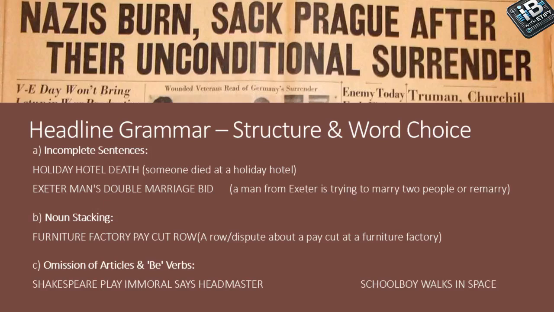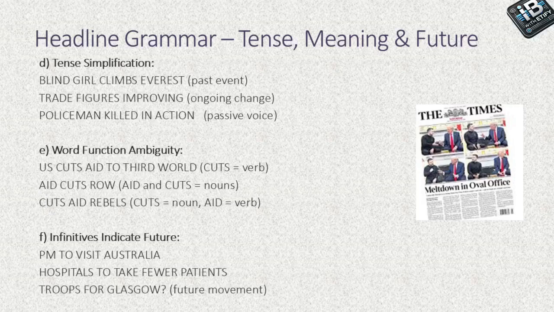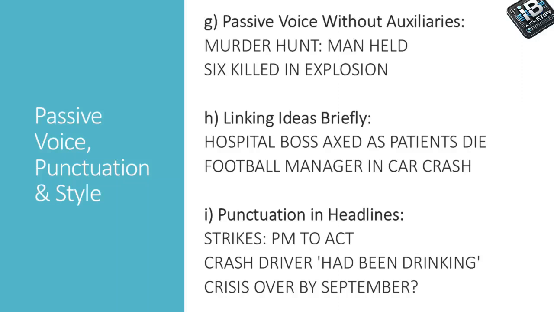For example, a headline like "Police Hunt Murder Suspect" communicates an entire action in just 4 words. The verb hunt is used in present tense to describe an ongoing action, and the article "the" is dropped. Headlines also use ambiguity and wordplay. For instance, "Aid cuts row" could refer to a dispute over aid budget cuts, but without context, multiple interpretations are possible. As a writer, you need to choose a headline that is concise, clear, and appropriate to your audience.